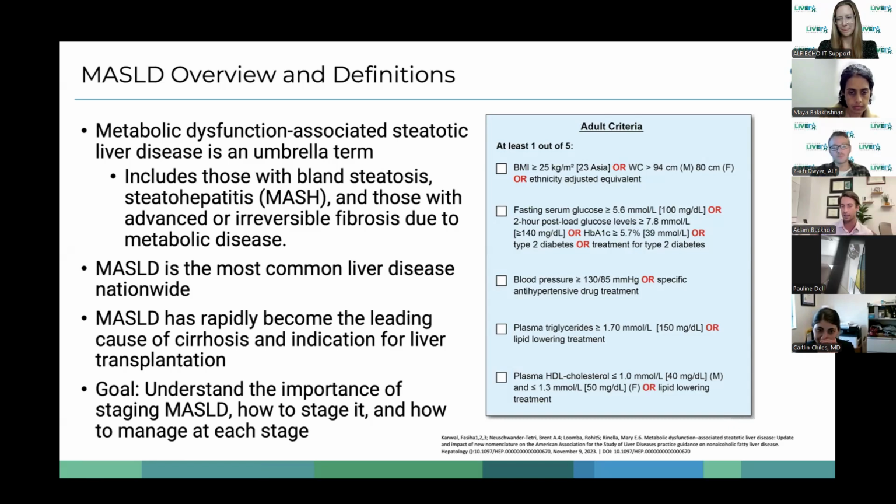And the diagnostic conditions, which we won't go over in a lot of detail today, include having steatosis on an imaging study, usually ultrasound, and at least one of these 5 metabolic criteria on the right-hand side. MASLD is now the most common liver disease nationwide and has rapidly become the leading cause of cirrhosis and indication for liver transplantation. So it's important that we understand how to manage it. So this talk is going to focus on staging of MASLD, as well as how to manage at each stage of disease.